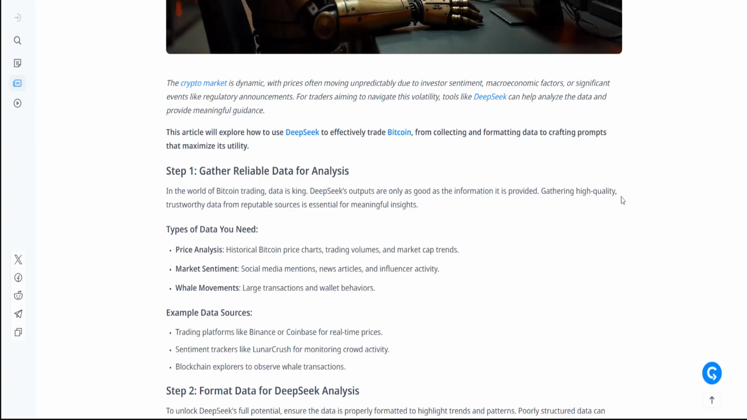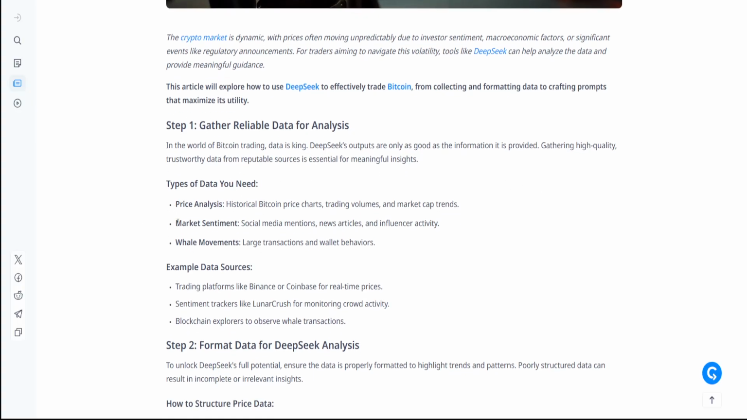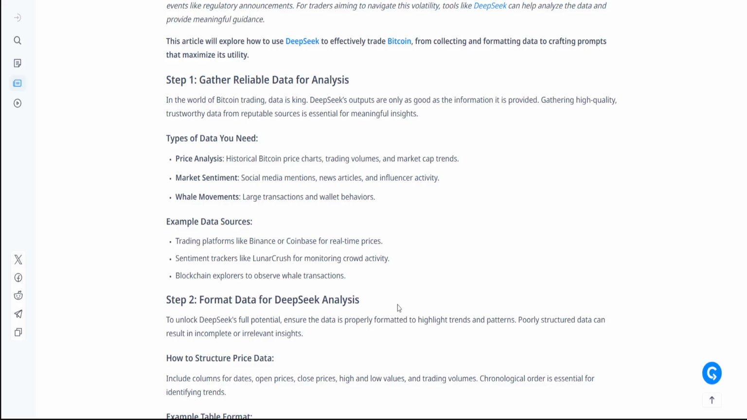So the types of data you'll need are price analysis, market sentiment, and whale movements. And for data sources, you can look at Binance, Coinbase, or trackers like LunarCrush, and then blockchains.